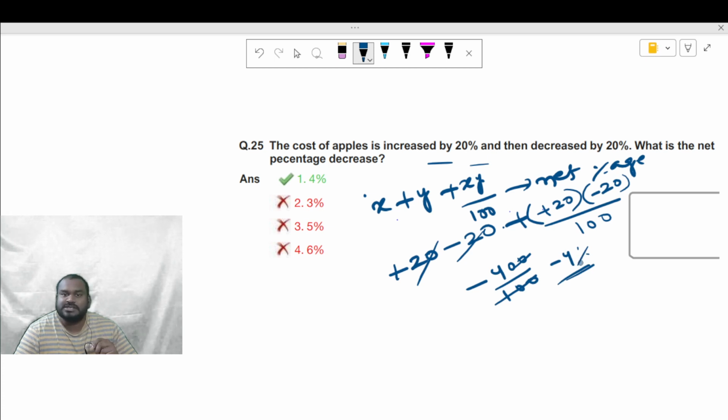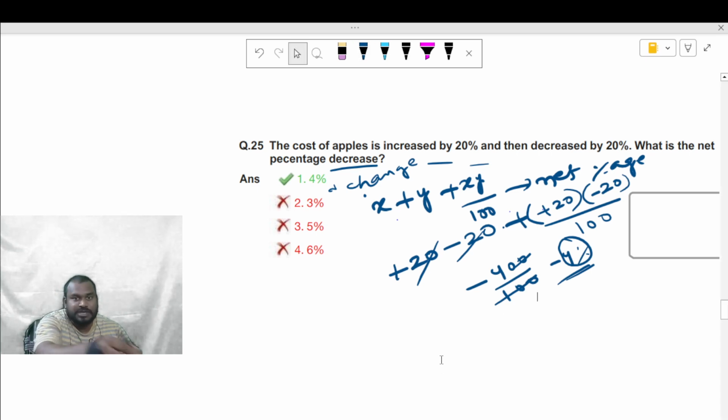So minus 4 is nothing but what? Decrease or increase? Decrease. See, sometimes they don't mention the net percentage change. In place of decrease, they will say change. Then in the options, they will give 4% decrease, 4% increase, like that. But sometimes he just asks percentage decrease. Decrease means he only gave that it is decreasing, so the answer is 4%. If they ask what is the percentage change, then you have to say 4% decrease. Got it?